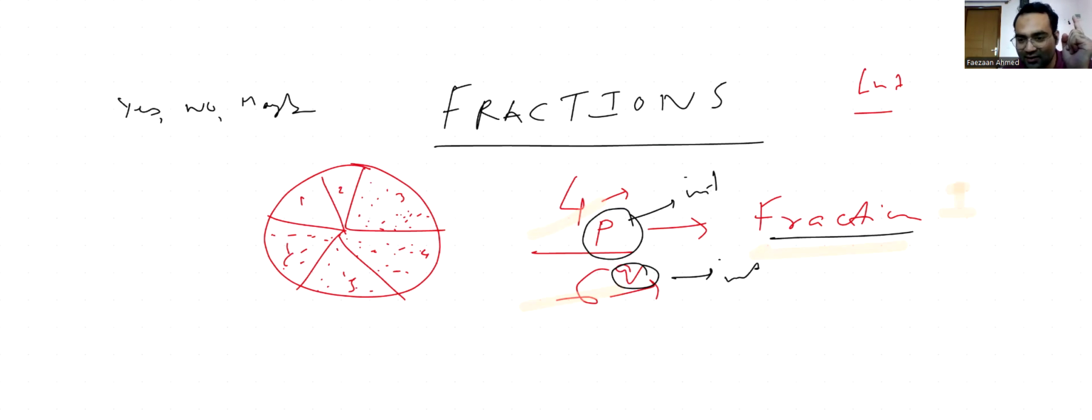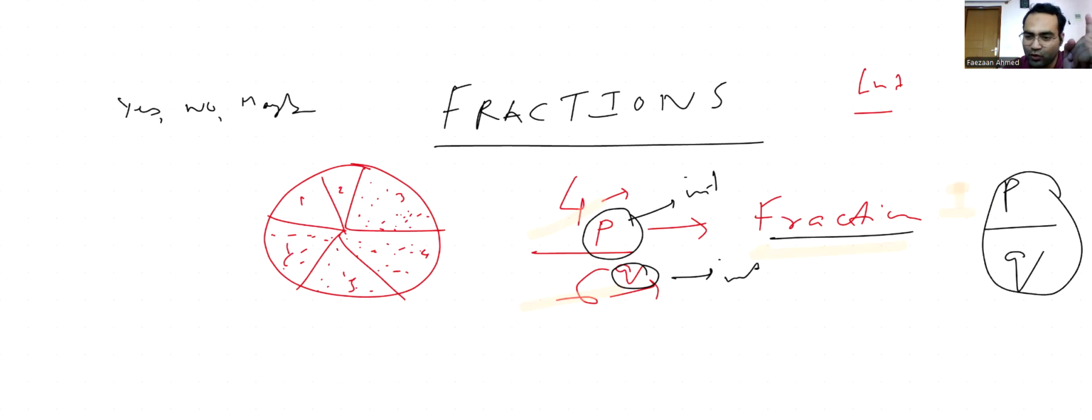So the answer is yes, except one case. You can have a p by q form. It will be a fraction and it will also be a rational number. Why it is a rational number, I'll come to it. So this is of the form p by q. It is a fraction, yes, except one case, that q is not equal to 0. Then it is not defined.